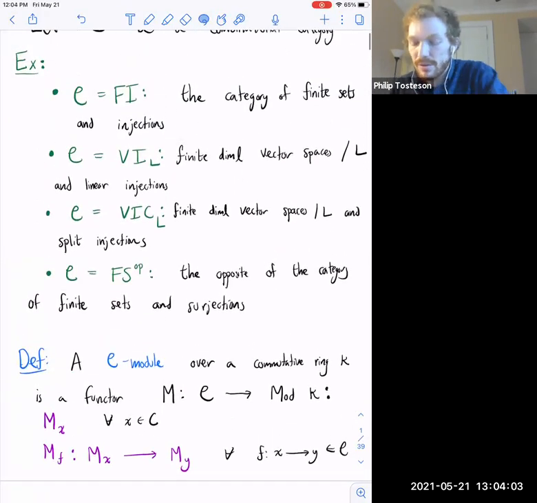And then a C-module, given a combinatorial category, is just a functor from C to mod K, where K is some commutative base ring. I've written out my notation here for what this functor looks like. It assigns a value to each object and a morphism to each morphism.